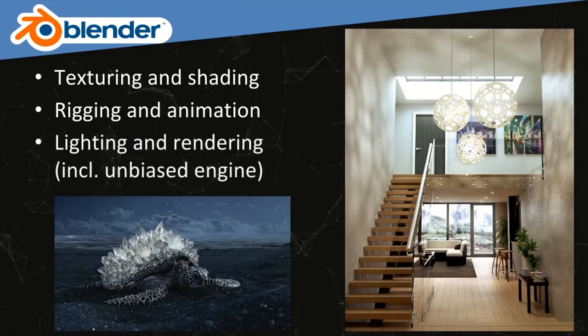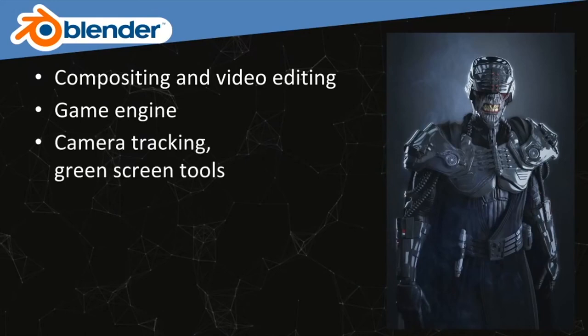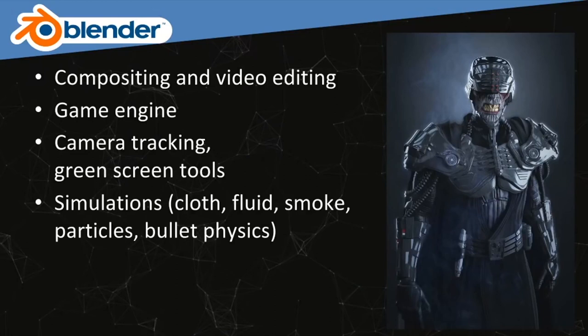It actually has two rendering engines. One is called a scanline engine. It's a simple one for stylized graphics, and the other is a photorealistic path tracer called Cycles, a newer one. There are also compositing and video editing tools, a full-featured game engine with logics and scriptability, camera tracking and green screen VFX tools, simulations like cloth, fluid, smoke, particles, and bulk physics. And the difference between Blender and most other animation packages in 3D is that it's free and open source.